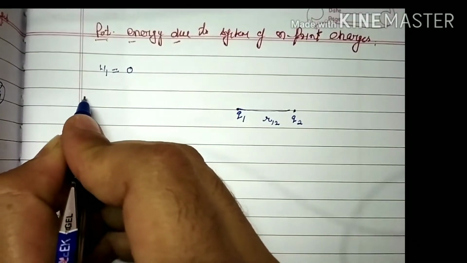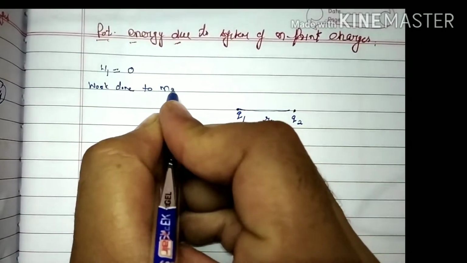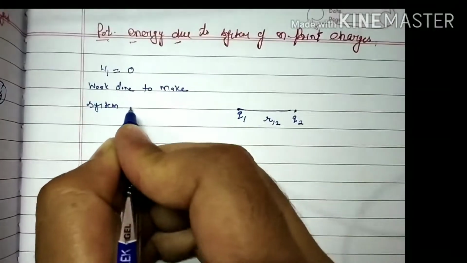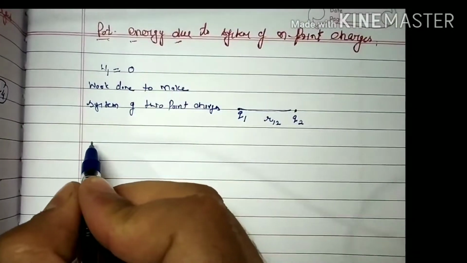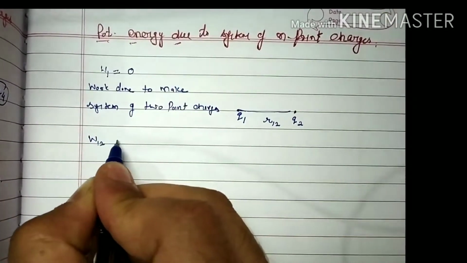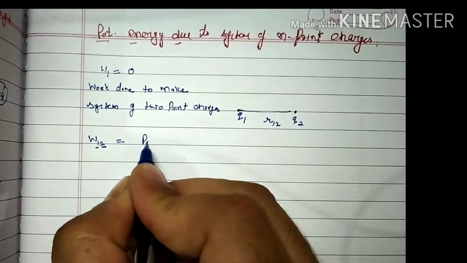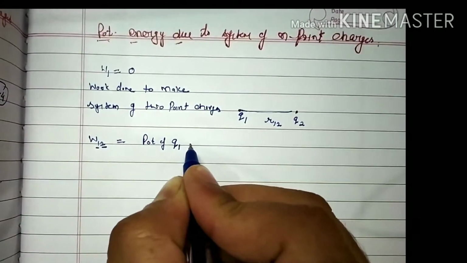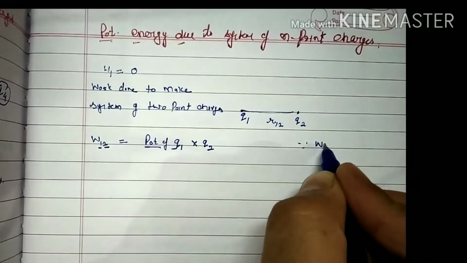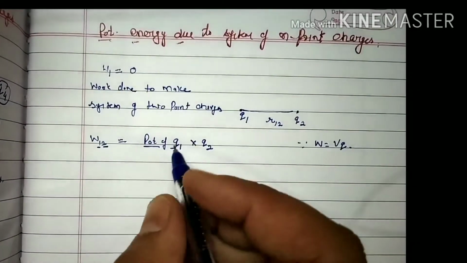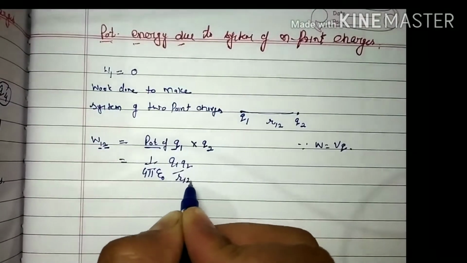So here we will write the work done to make a system of 2 point charges, W12. It means that this second charge is kept in the potential of the first charge, Q1, and the charge that we have brought is Q2, because work done is equal to V into Q. So the potential energy of 2 point charges, you know the formula, is 1 upon 4 pi epsilon naught Q1 Q2 over the distance r12.